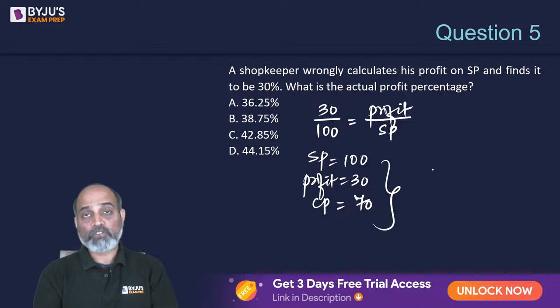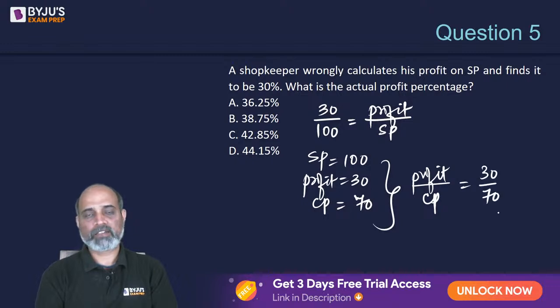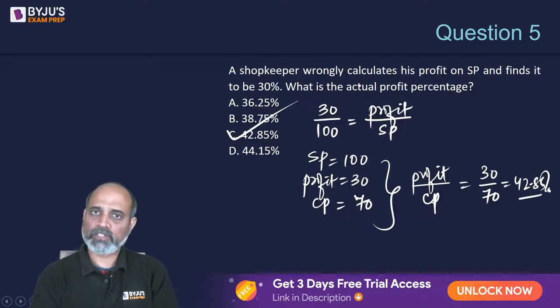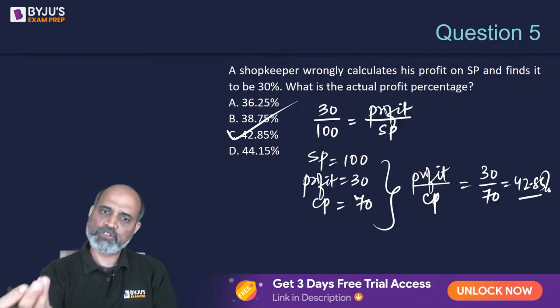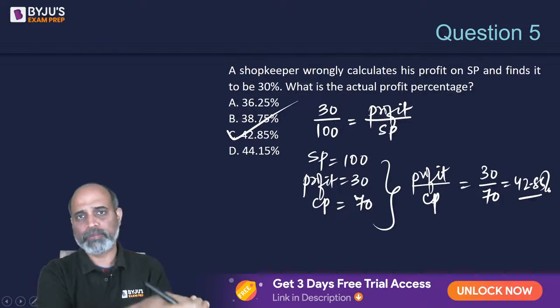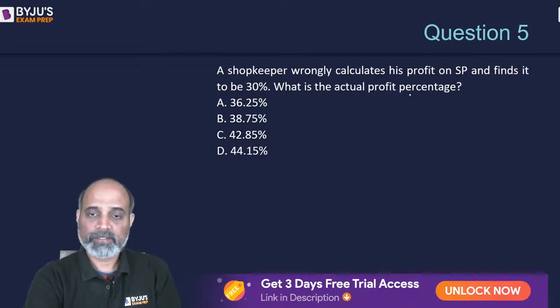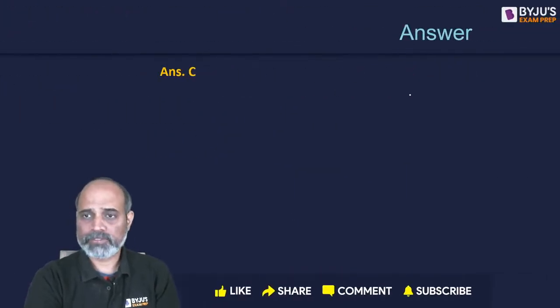So the actual profit percentage is calculated on cost price. Right? So profit is 30 out of 70, which is 3 by 7. If you calculate, you will get 42.85%, which will be C. Okay? You can take 30x, 100x, x will anyways cancel out, so don't take a variable. See, assume the value to be same, numerator is same, denominator is same, because the fractions are same. You can assume that comfortably.